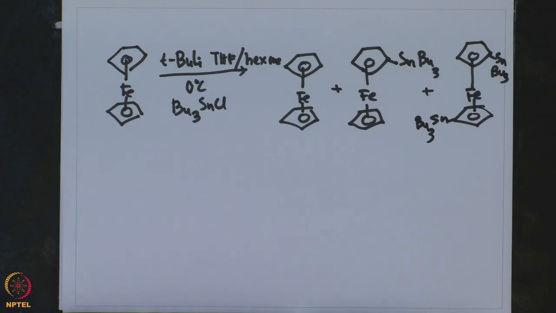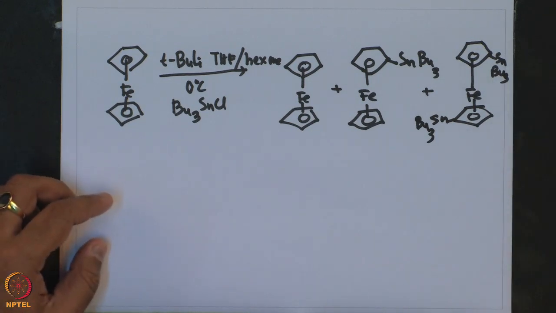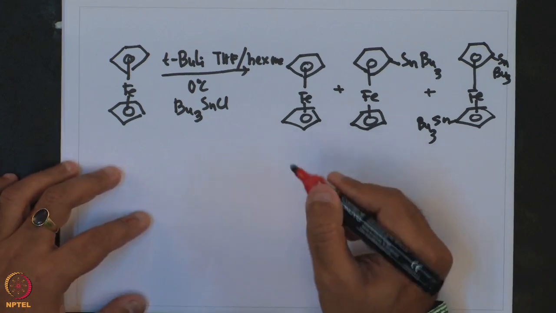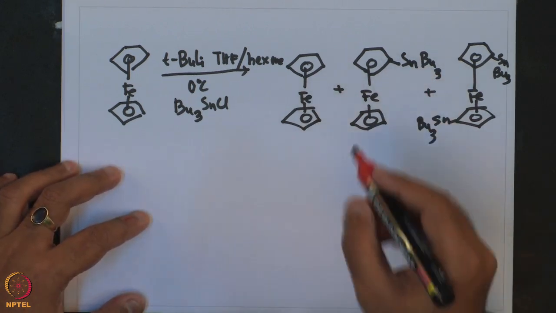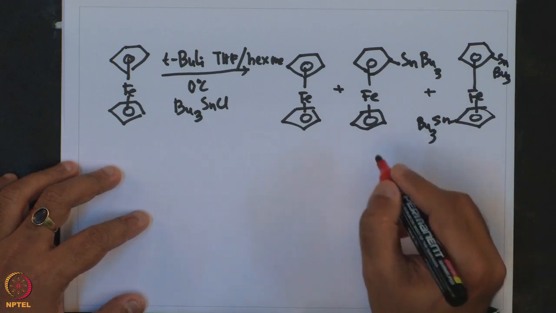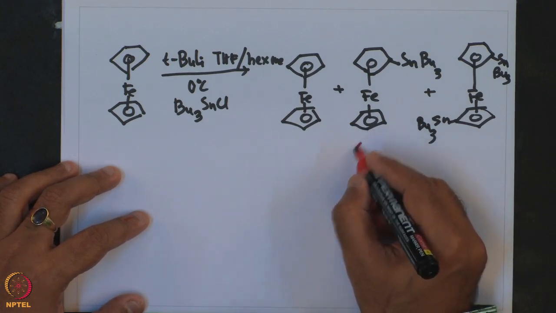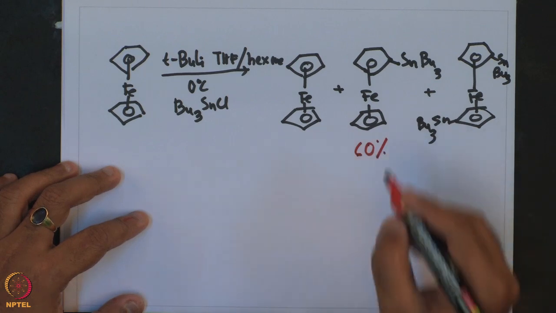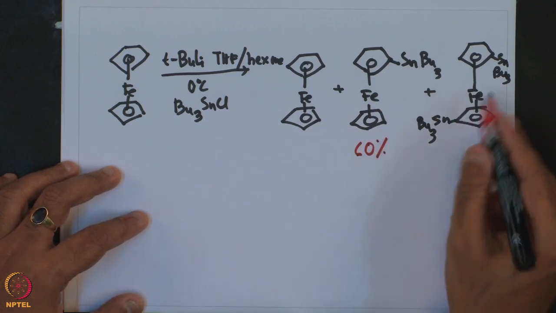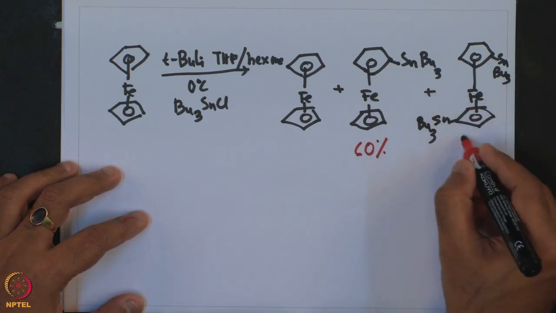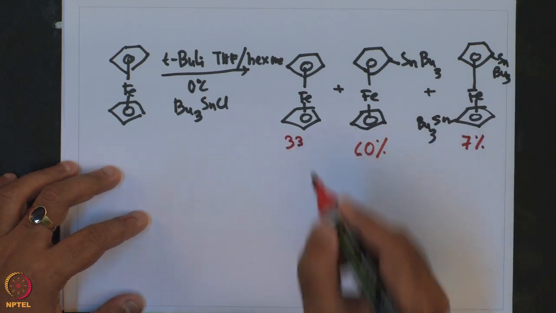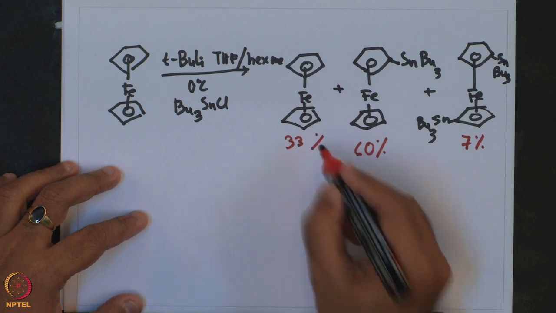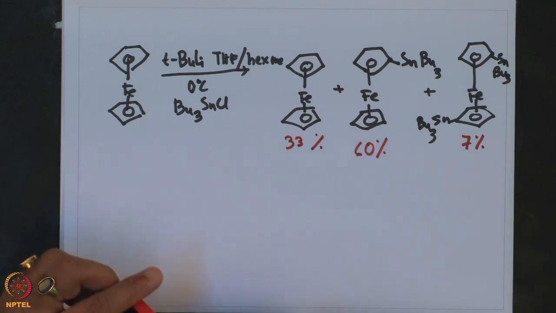tributyl tin compounds. Now, in this mixture the stannyl ferrocene compound is the major product. This is about 66%, and the di-stannyl compound is very little, about 7%, and the unreacted ferrocene is about 33%.